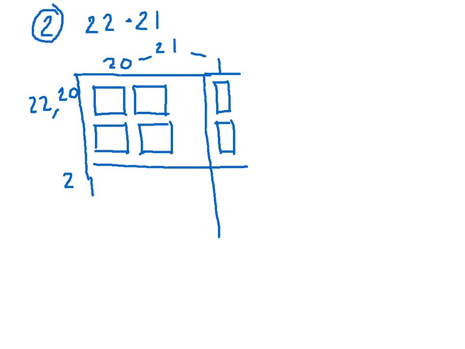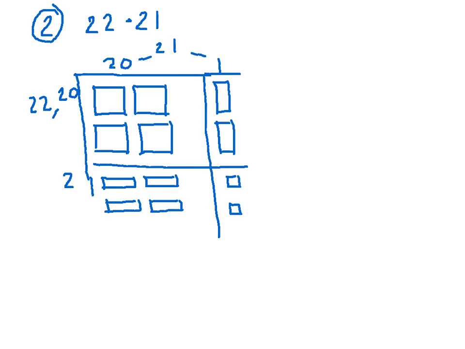And then the bottom arrays would be 2 rows of 20. Here's a 10 rod and a 10 rod. That's 1 row of 20. And then here's the second row of a 10 rod and a 10 rod. So it's 2 rows of 20. And then in this array, it would be 2 rows of 1. Here's 1 row of 1 and 2 rows of 1.